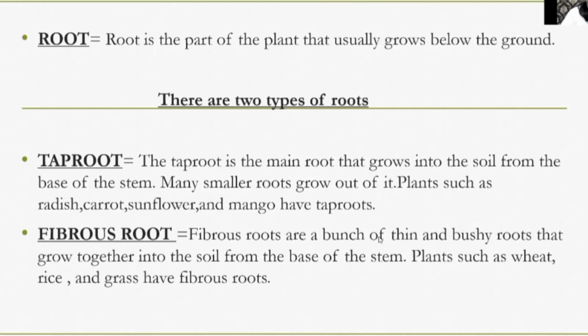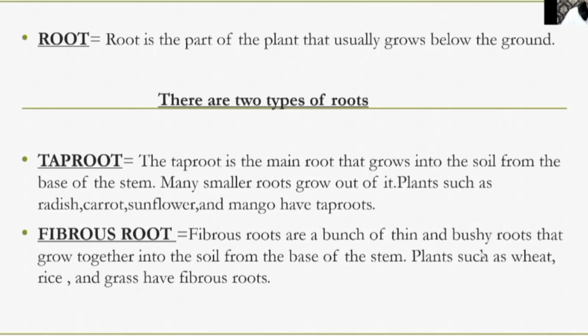Coming to fibrous roots. Fibrous roots are a bunch of thin and bushy roots. So roots that are very bushy and very thin are called fibrous root. They grow together into the soil from the base of the stem. It's the same thing. They all grow under. This is the root system. They are bushy and thin roots that grow together in the soil from the base of the stem.